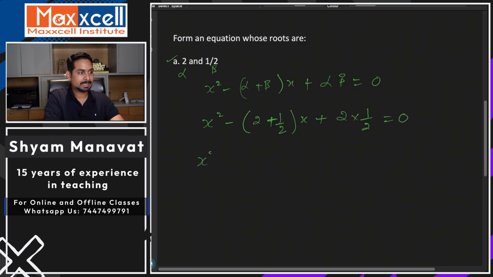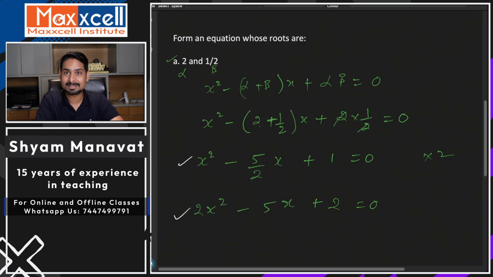What do you get here? X square, 2 and a half will become 2.5, that is 5 by 2 x, plus this will become 1, equals to 0. That's the answer. If you want to simplify further, you don't want this 2 in the denominator, you can multiply the entire equation by 2. What do you get? 2x square minus 5x plus 2 equals to 0. Either one of them. If you are answering an objective exam, a multiple choice question, you can see which is matching in the options.